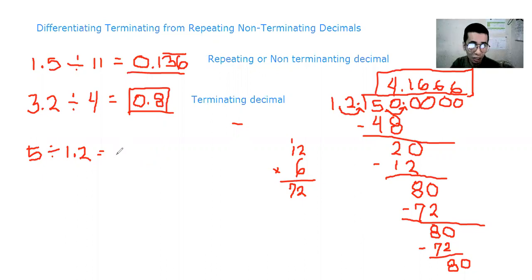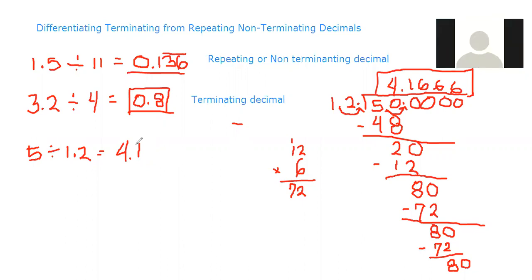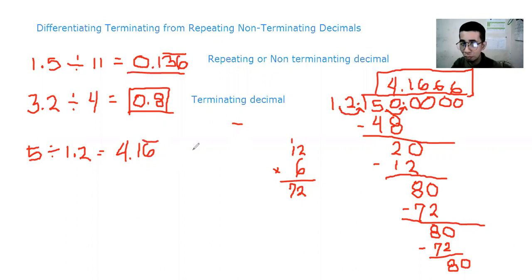So, ang magiging sagot dapat natin dyan is 4.1. Ano number yung paulit-ulit? 6. So, pwede na natin lagyan ng bar sa isang 6, kasi 6 lang naman yung paulit-ulit. Okay? So, hindi natin lalagyan ng bar si 1. Si 6 lang yung lalagyan natin ng bar, kasi si 6 lang naman yung paulit-ulit.